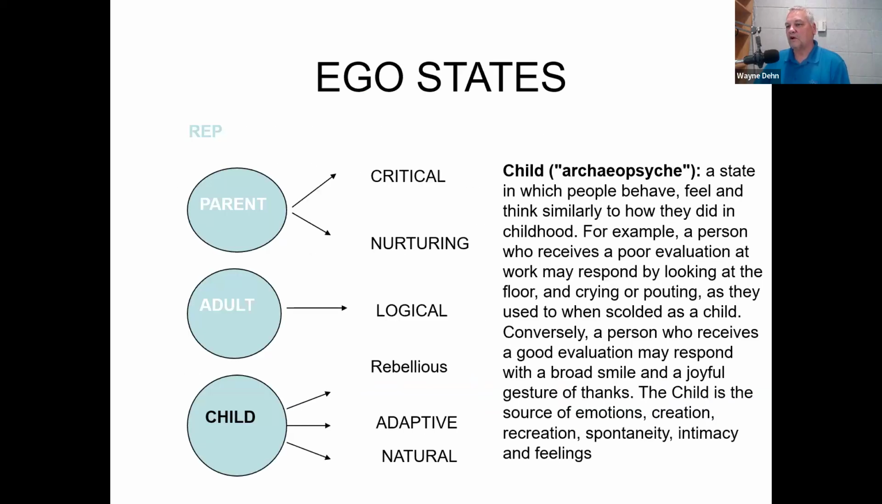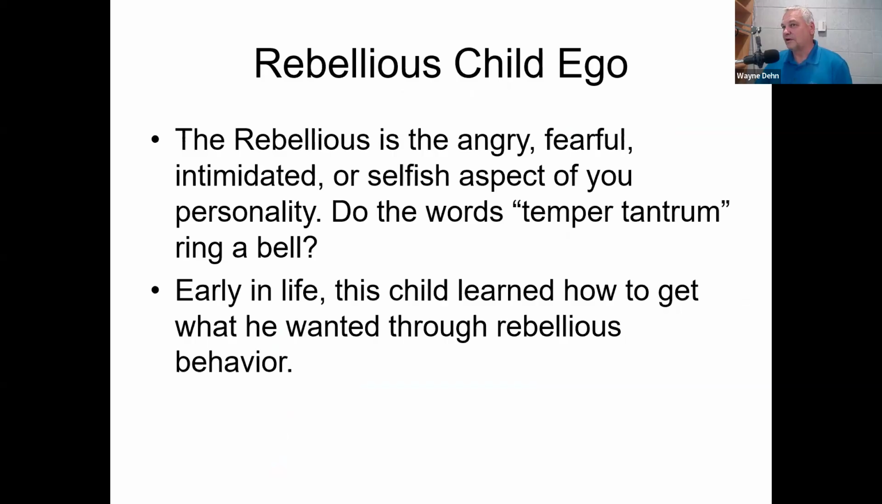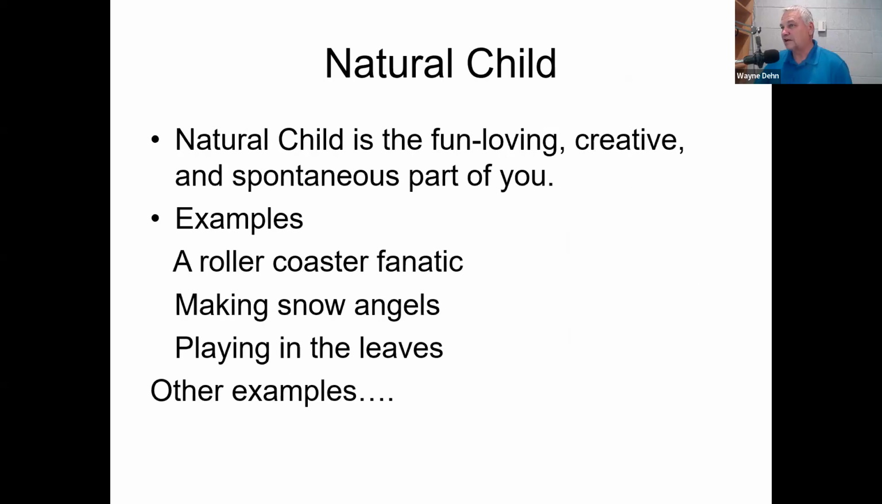All right, then we have what's called the child in us. The child is made up of three different parts: the rebellious child, the adaptive child, and the natural child. For example, those of you who love cracking jokes or saying something in fun, or still like to make snow angels in the snow, or jump in the leaves, or, I still like roller coasters. That's the natural child that still comes out in me. Then I have the rebellious child, which is that part of us where we learn that maybe a temper tantrum can get us what we want. Early in life, these people learn to get what they want through that type of rebellious behavior. And then the natural child is that fun-loving, creative part.